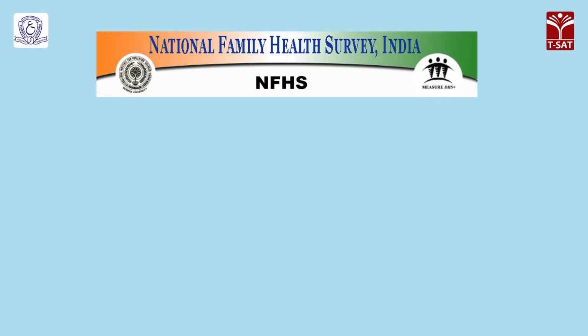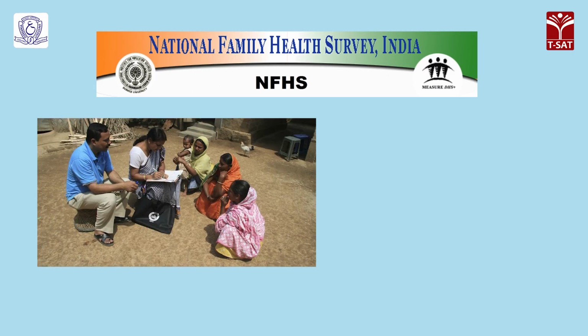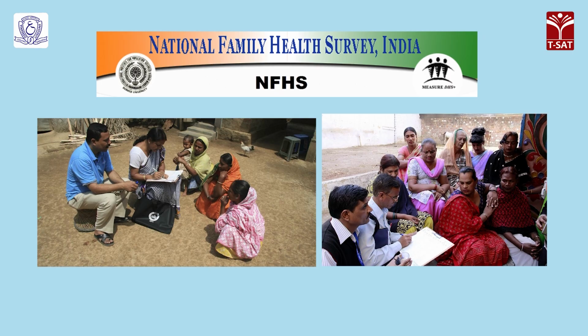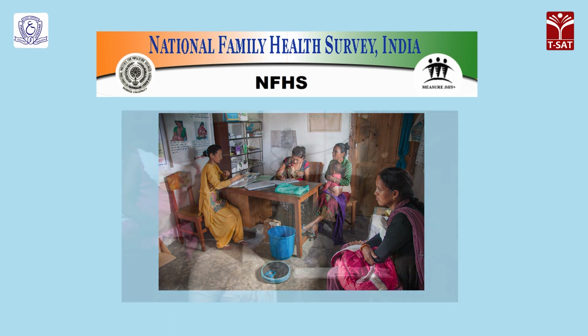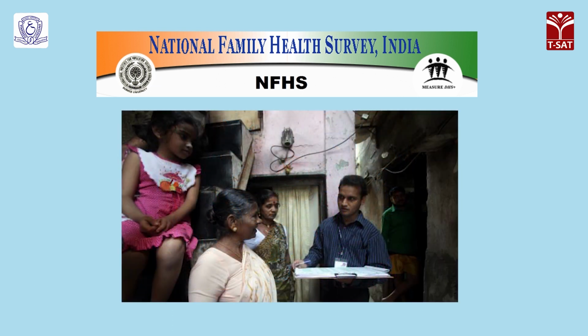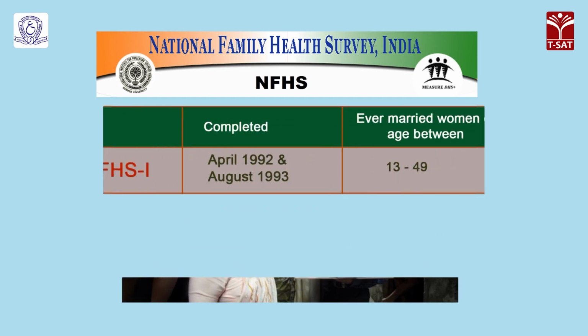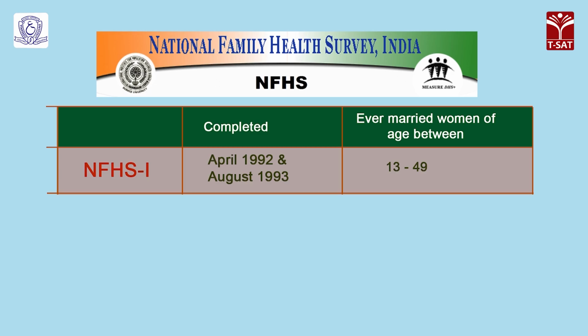The Indian National Family and Health Survey is yet another widely known example of cross-sectional demographic and health surveys that have been carried out in several developing countries with the primary purpose of collecting information on health, fertility and other family issues from ever married women of fertility age. The first phase, NFHS-1, was completed between April 92 and August 93 with a sample of ever married women of age between 13 and 49.